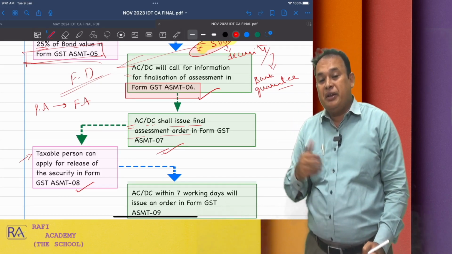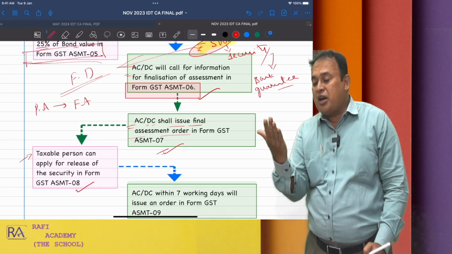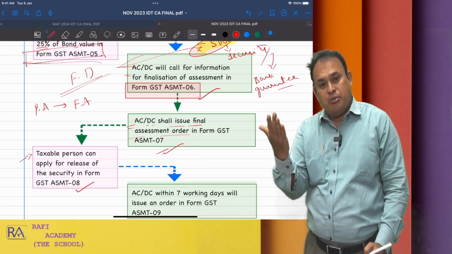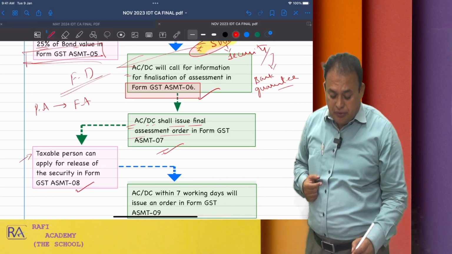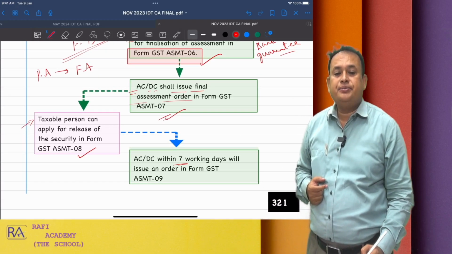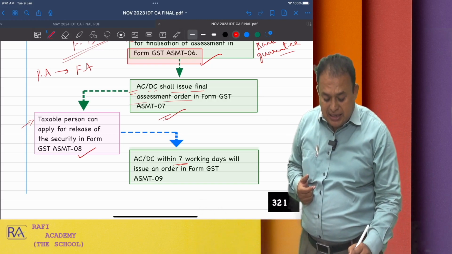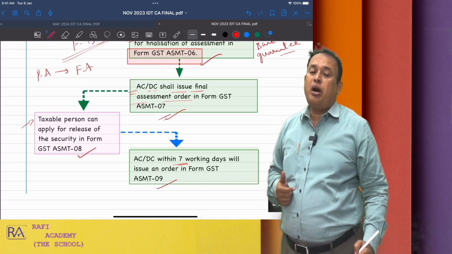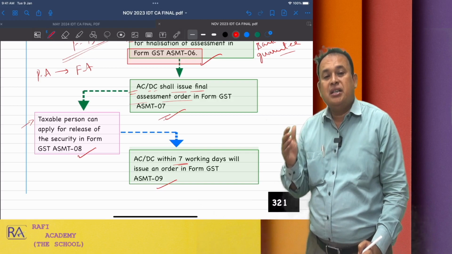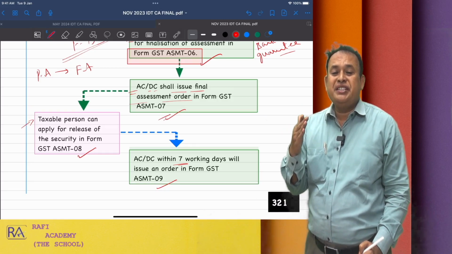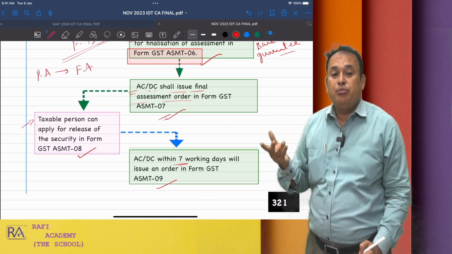That time the department has to verify: have you paid all the amount of tax that is required to be paid? If PA became FA with any shortfall, and the shortfall has been paid with the interest, very good. Once it is ensured that the correct amount has been paid, the AC or DC or Deputy Commissioner, within 7 working days from the date of receipt of ASMT 08, will issue an order in form GST ASMT 09, which releases the bond with the security, namely the bank guarantee.